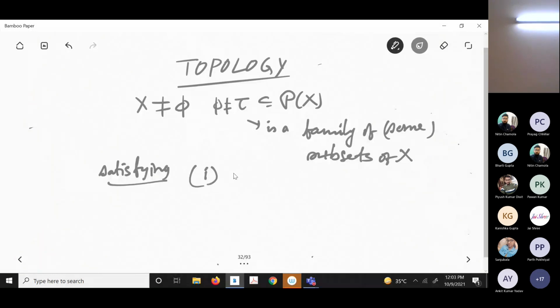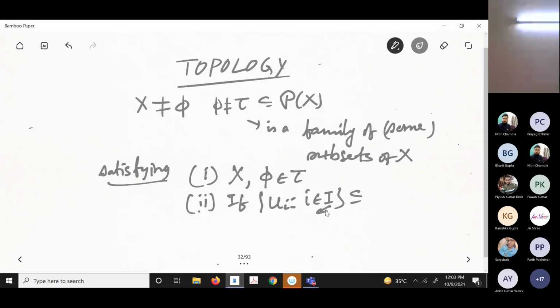One: X and phi belong to tau. Two: if Y_i belongs to tau, where i is an arbitrary index, then the union of the Y_i again belongs to tau. That means the arbitrary union of members of tau is again in tau.